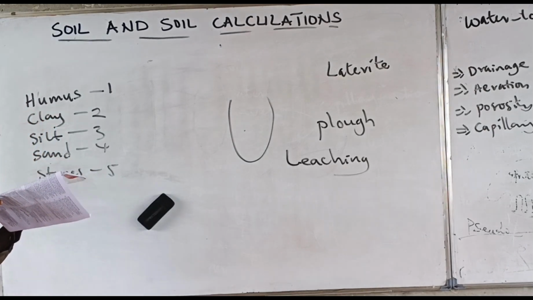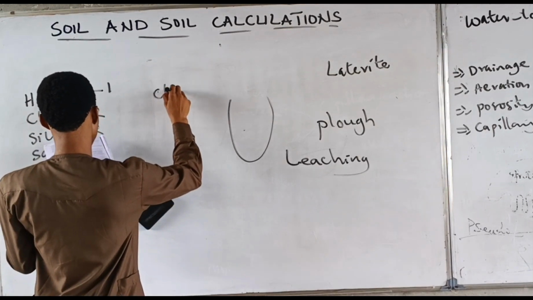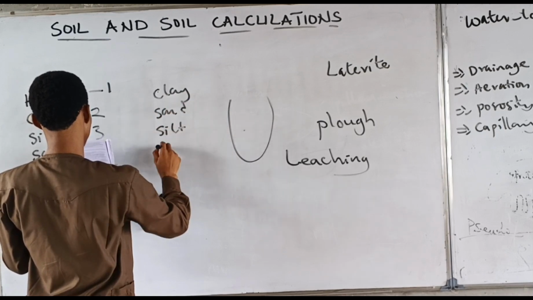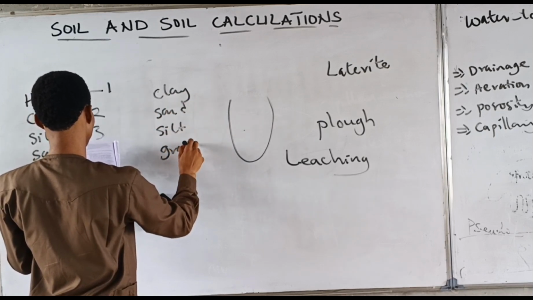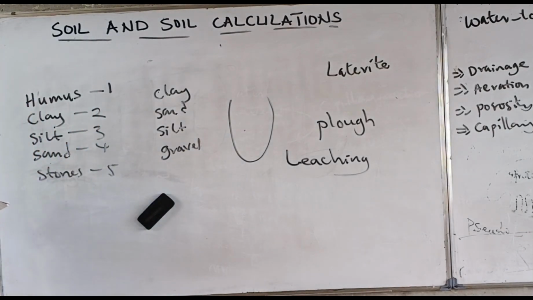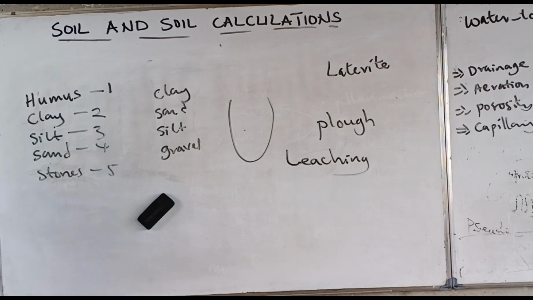Clay, silt, clay, sand, silt. Let me write them so you arrange them for me. Clay, sand, silt, gravel. So arrange them according to the increasing order of particle size. Arrange them from the smallest to the highest for me. What will be the answer?